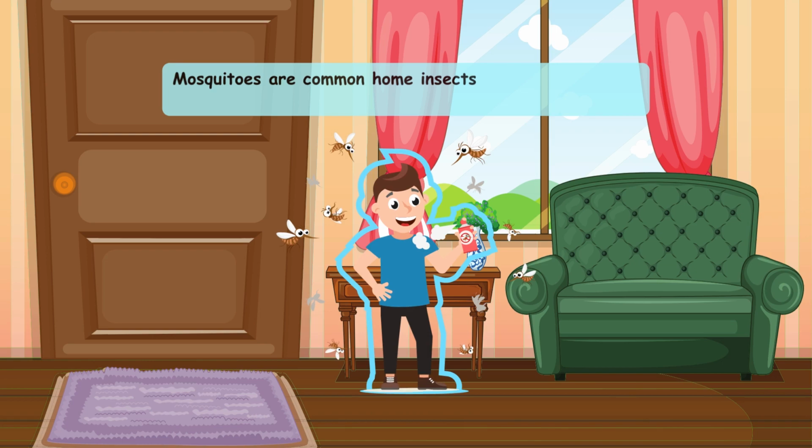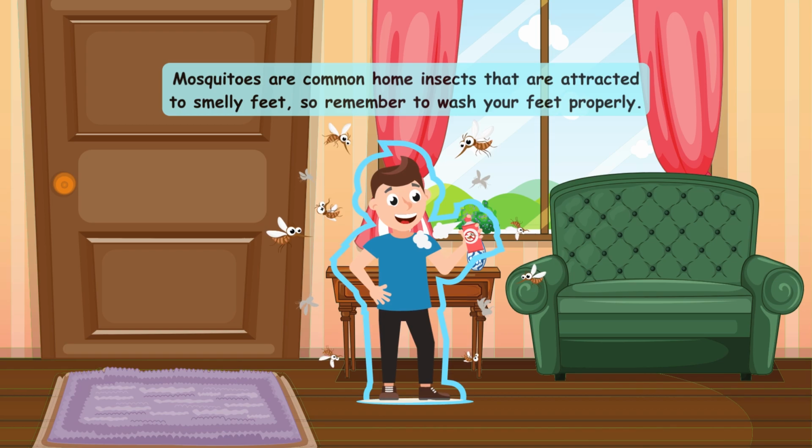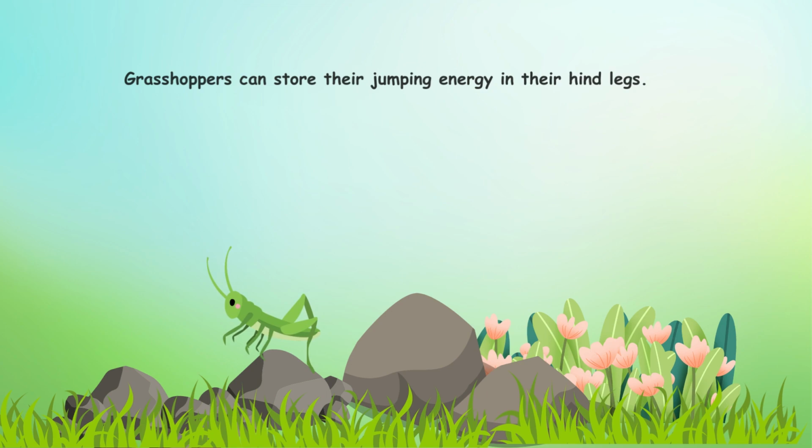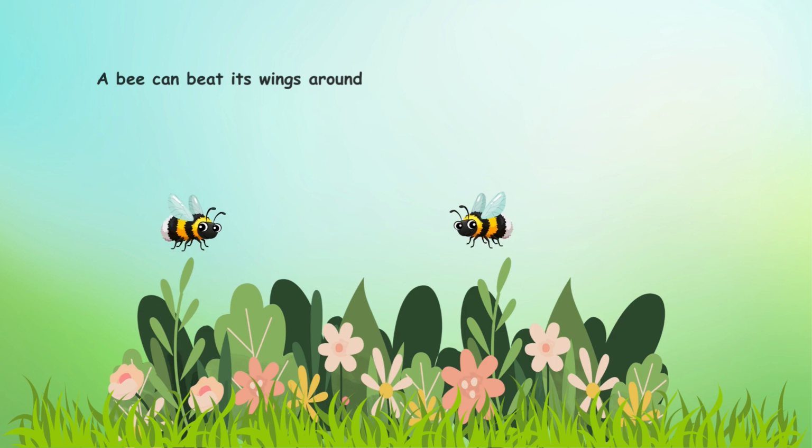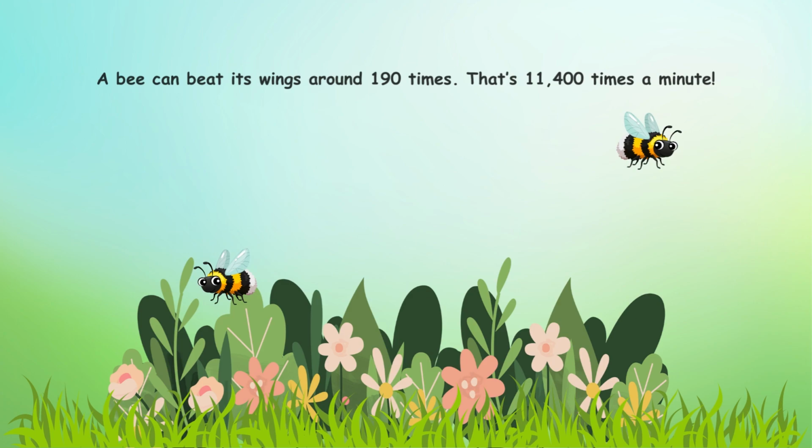Mosquitoes are common home insects that are attracted to smelly feet, so remember to wash your feet properly. Grasshoppers can store their jumping energy in their hind legs. A bee can beat its wings around 190 times a second. That's 11,400 times a minute.